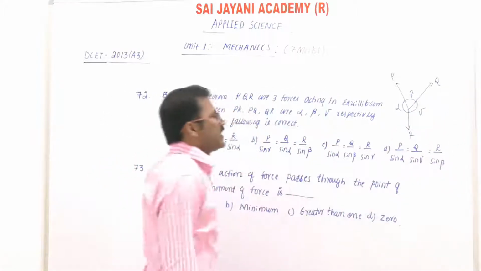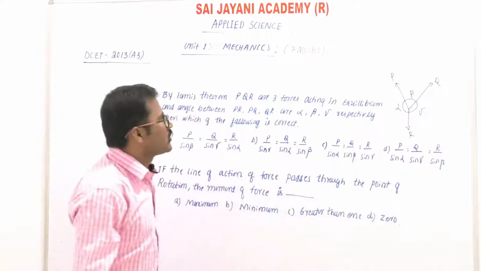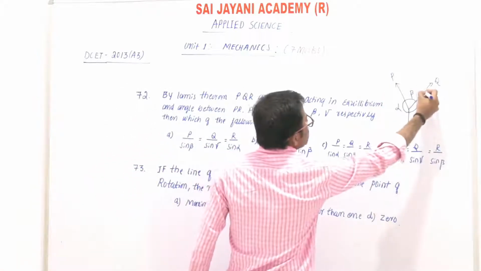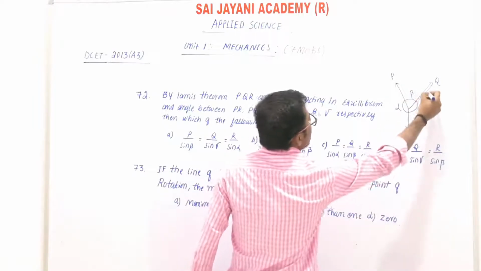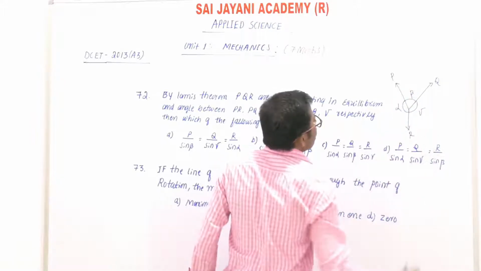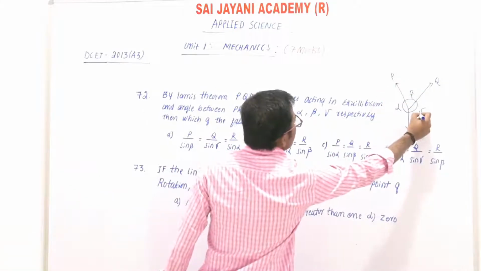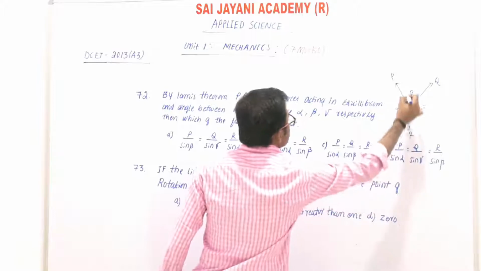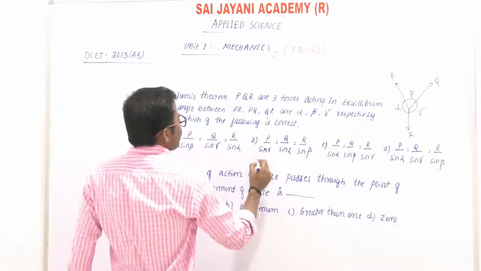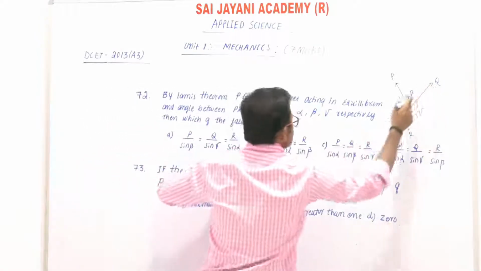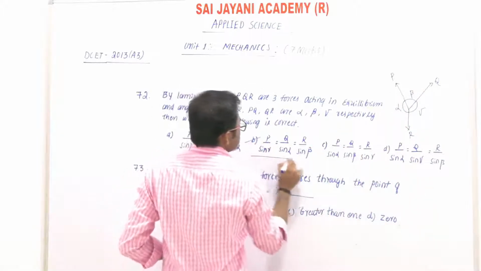So Lami's theorem states that each force is proportional to the sine of the angle between the other two forces. So for P the opposite angle is gamma, for R it is the angle between P and Q, and for Q it is the angle between P and R. So for P we write sin gamma, for Q sin alpha, for R sin beta. So P divided by sin gamma, Q by sin alpha, R by sin beta.